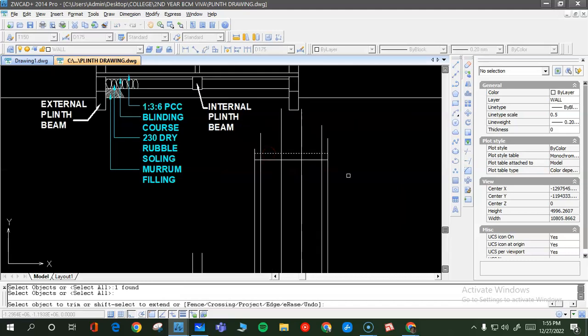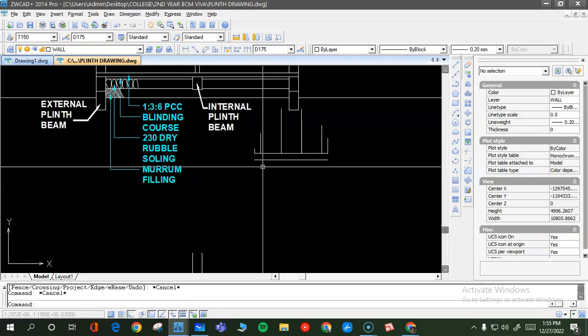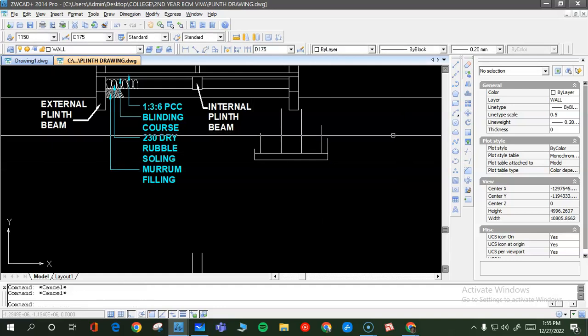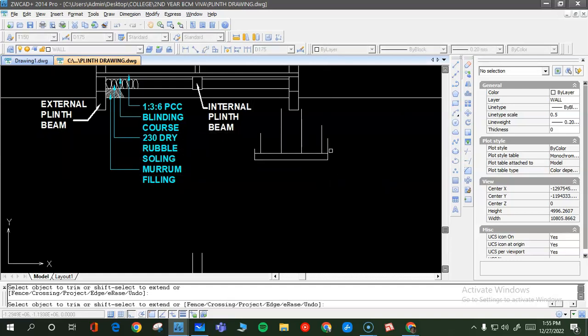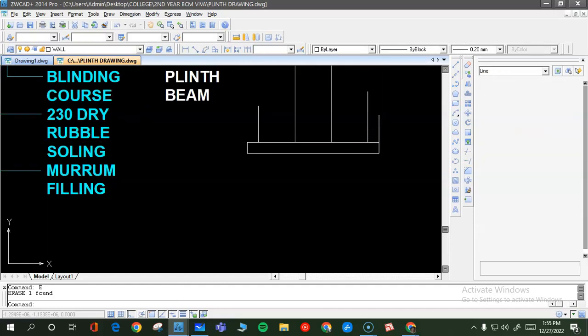So the rest of the lines you can get rid of here. This is going to be the PCC here. Beyond the PCC now you are going to have your footing. You know that the trapezoidal footing is going to consist of two parts. One part will be the rectangular part and the other part will be the trapezoidal part.